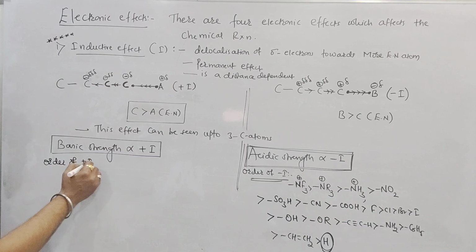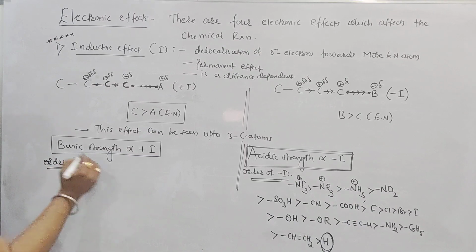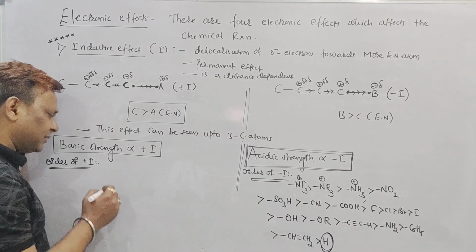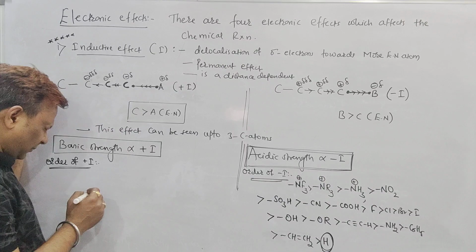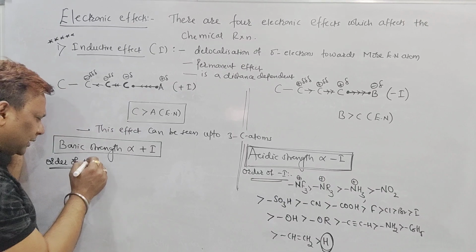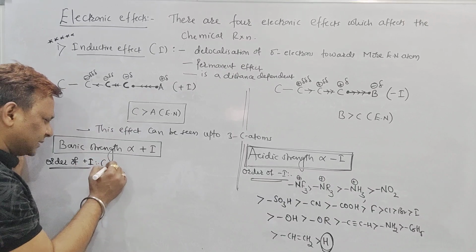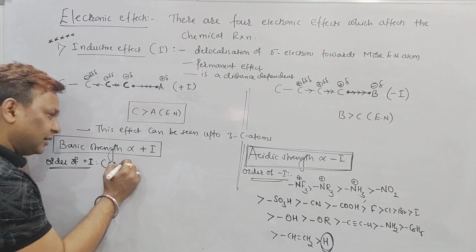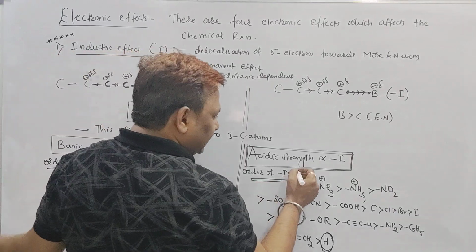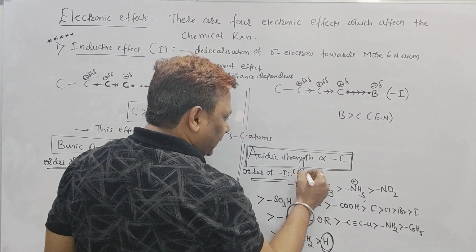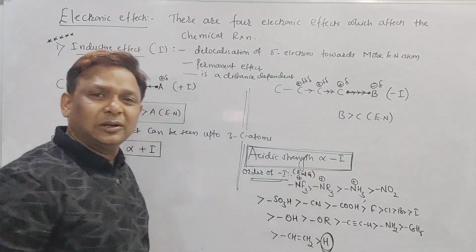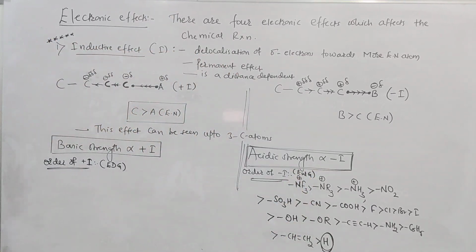Order of plus I. In this order of plus I, as the size of the alkyl group increases, the plus I effect also increases. Plus I means the tendency to donate alone. Plus I means it is an electron donating group, and minus I means it is an electron withdrawing group. Minus I is electron withdrawing and plus I is electron donating.